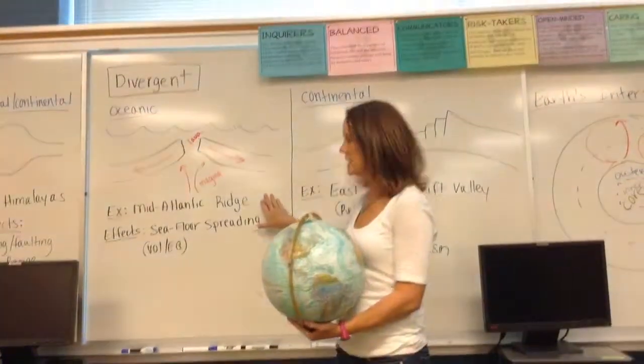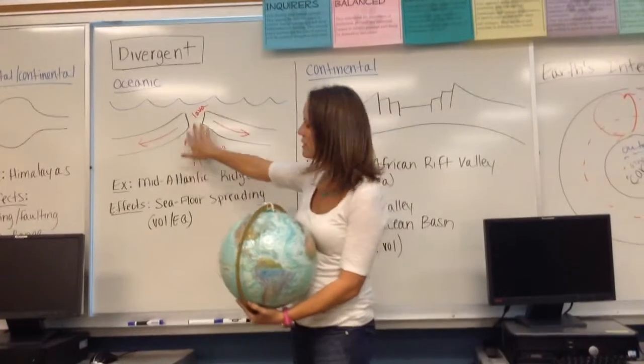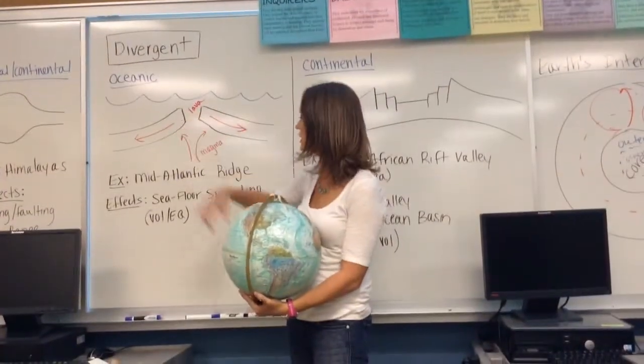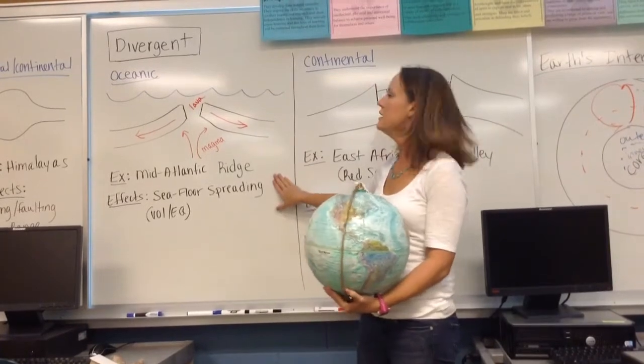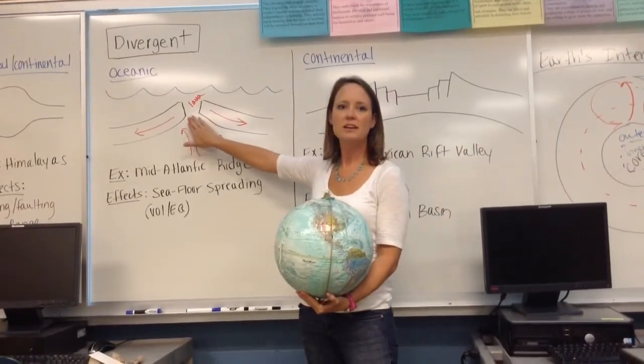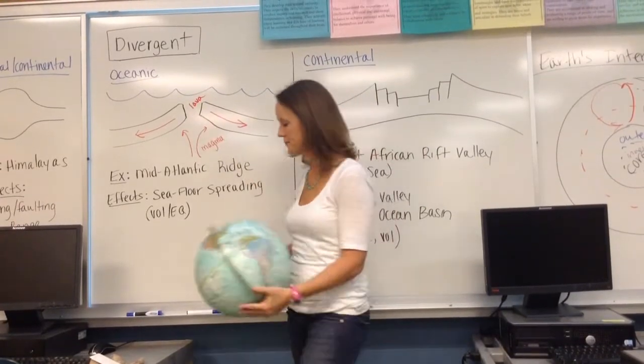This one's called the Mid-Atlantic Ridge. So we get that mountain range right along either side where that magma pushes up the crust. This whole process is called seafloor spreading. And you're going to get volcanic activity, and when you have volcanic activity, that can also lead to earthquakes.